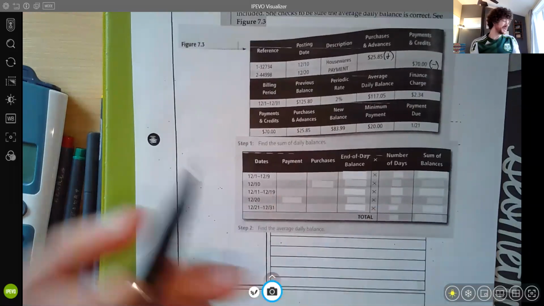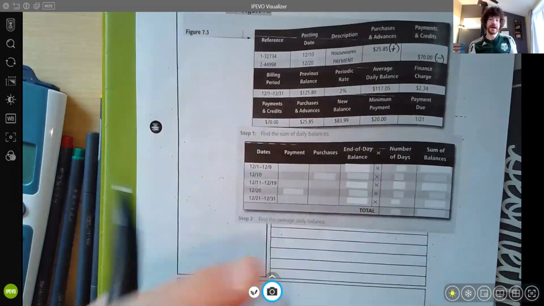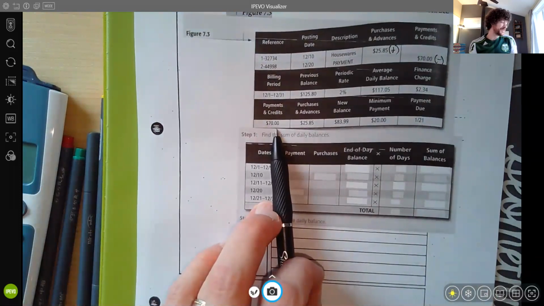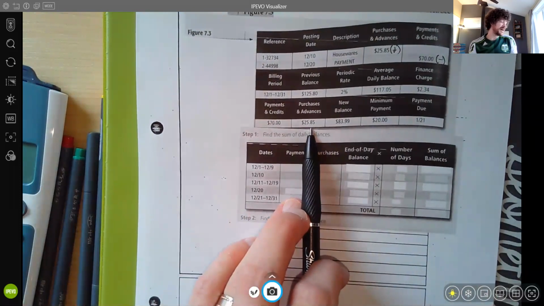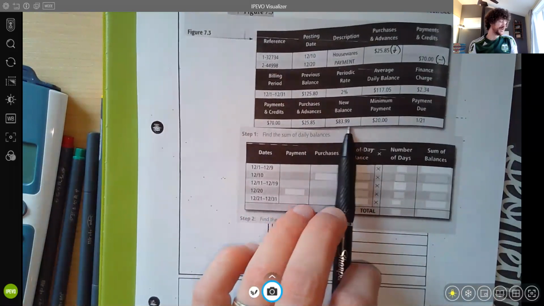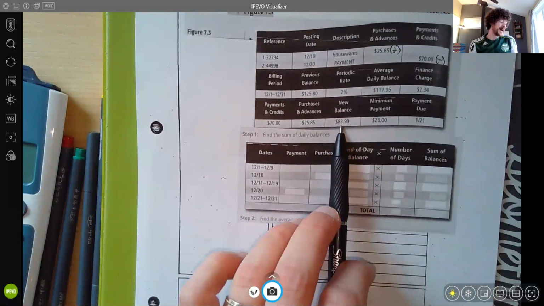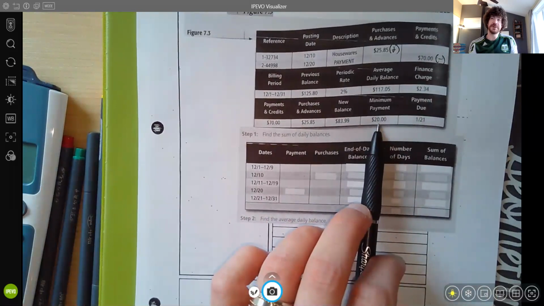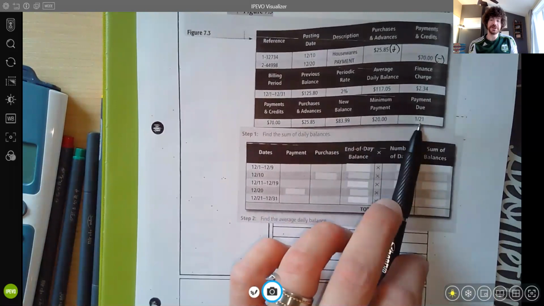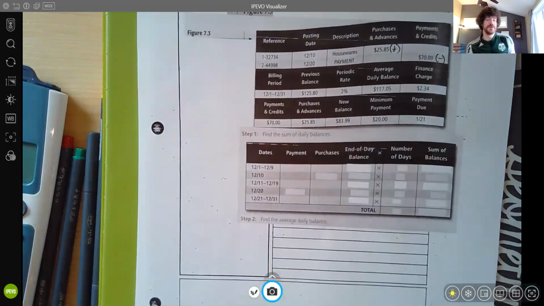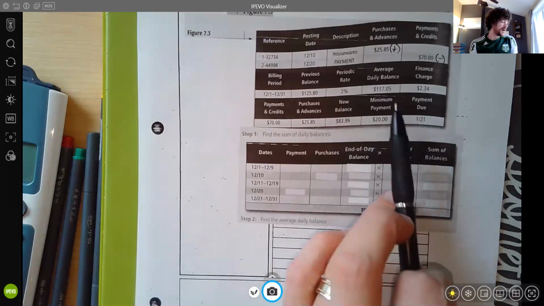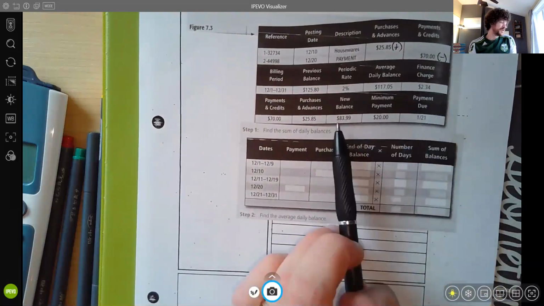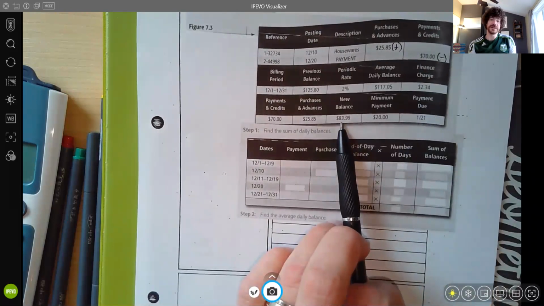Payments and credits total, so it gives you the individual items up here, and then it gives you the totals for the things down here. So it says payments and credits are 70, purchase and advances 25.85. We have a new balance, which we will be calculating as well, $83.99, and then the payment minimum, that's not something that we need to worry about too much, and then the payment due, we don't really need to worry too much about that one either. Essentially what we're looking for here are average daily balance, finance charge, and new balance. Those are the main.